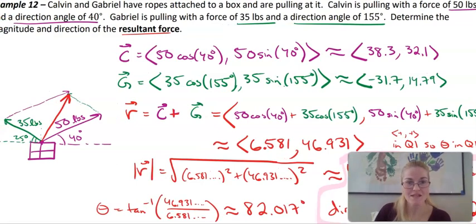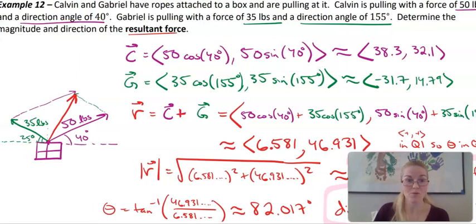Right? That's Calvin's vector. And then Gabriel's vector, right? Direction angle of 155 degrees. I can just use that. Those are his components. So the resultant vector, right? If I pull and pull, where's this box actually going to go? It's going to go somewhere kind of like this. So adding them exactly, I'm going to get a positive over a positive and a positive, so I'm in quadrant 1. So that makes finding the direction angle pretty nice.